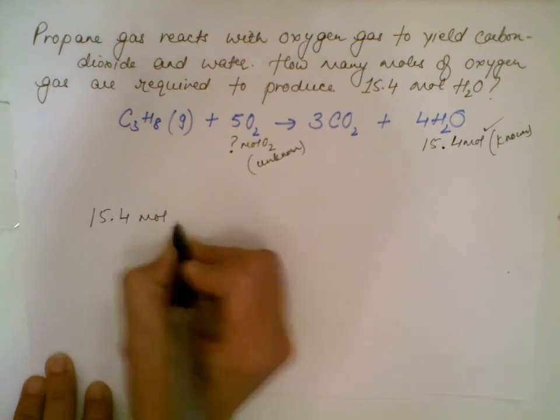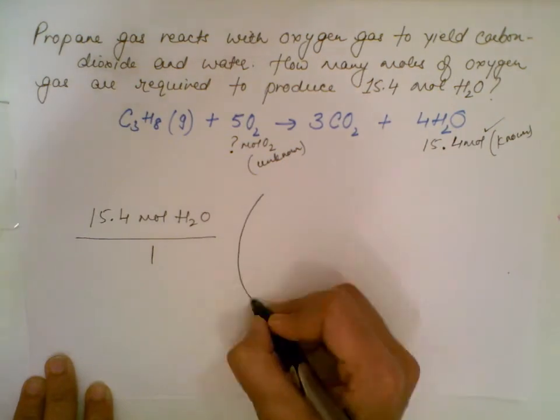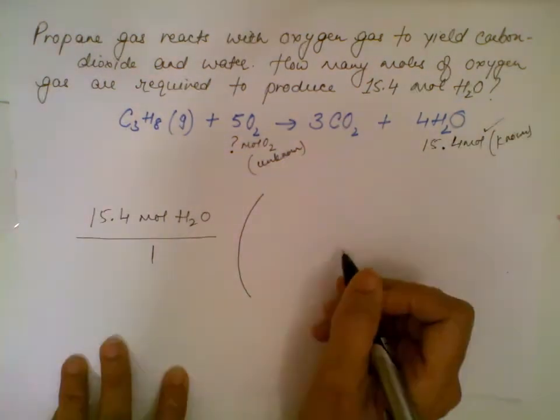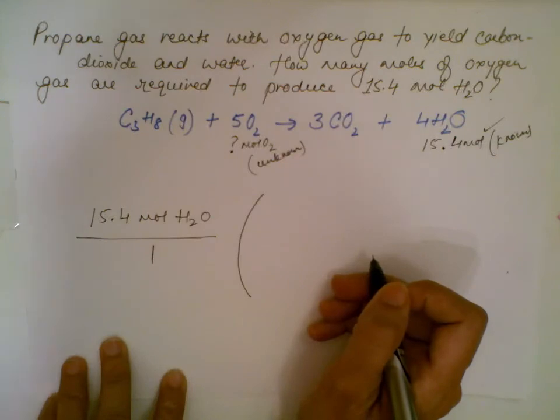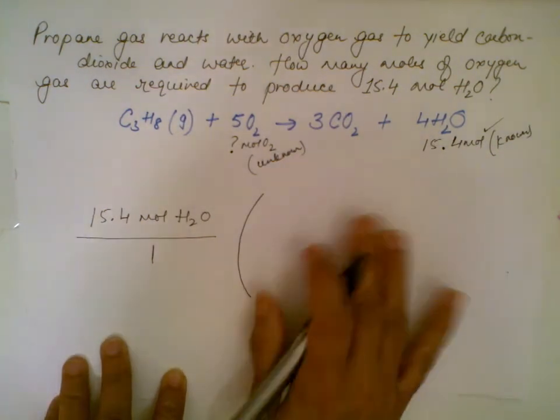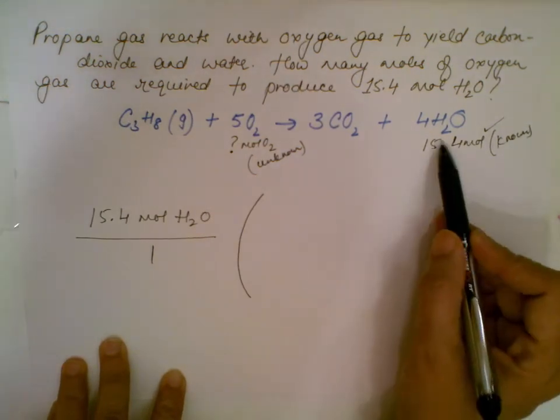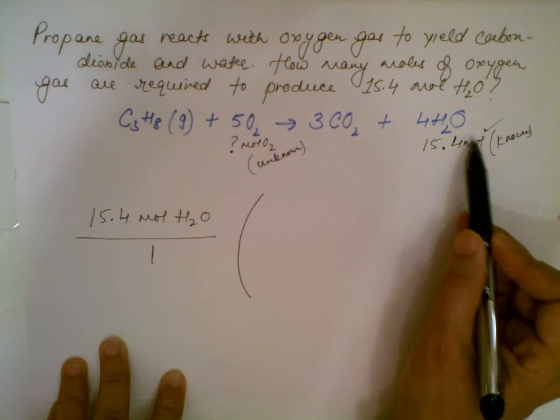15.4 moles of water. I'm going to pick the mole ratio, the fraction. Again, how do we know which mole ratio you're going to pick? When you have the mole ratio, you write the moles of the known substance at the bottom. So which one is our known? This one is our known. It says 15.4 moles of water.